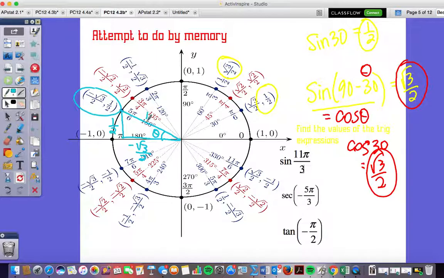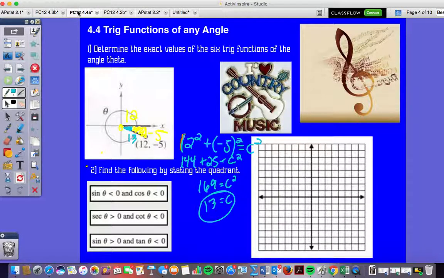When we think of a unit circle, the radius is what? 1. So in essence, we are doing that. We just don't show it because anything over 1 is itself. Okay? Y'all follow me on that? Cool, cool. All right. We are Gucci.